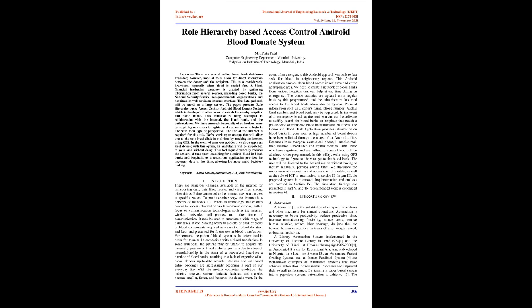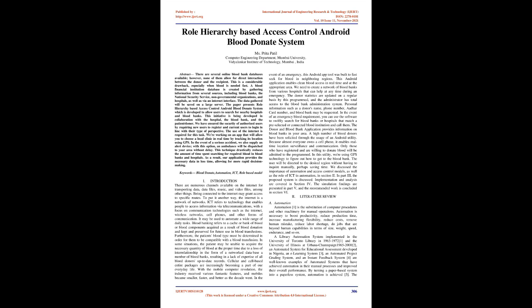A blood financial institution database is created by gathering information from several sources, including blood banks, the National Security Service, non-governmental organizations, and hospitals, as well as via an internet interface. The data gathered will be saved on a large server. The paper presents a role hierarchy-based access control Android blood donate system, which is developed to allow users to search for nearby hospitals and blood banks. This initiative is being developed in collaboration with the hospital, the blood bank, and the patient/donor.